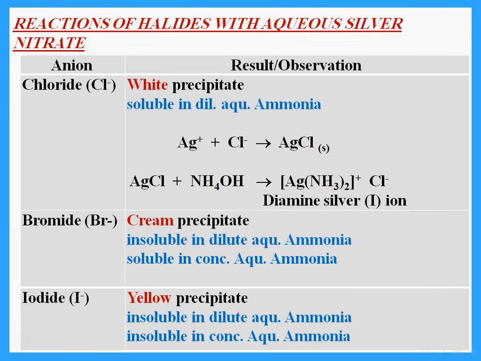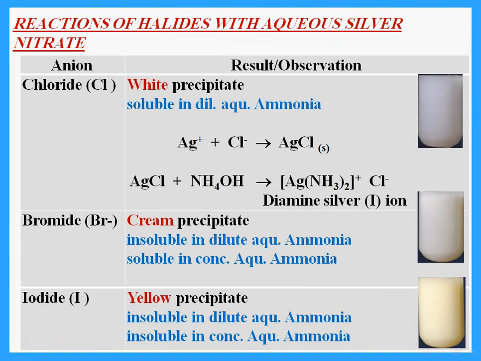Okay, so let us take a look at the reactions of the halides with aqueous silver nitrate. If you remember from the O level, we said to test for chloride, bromide, iodide, I need to add what? I need to add dilute nitric acid and silver nitrate solution. With chloride, I have white precipitate. With bromide, I get a cream precipitate. With iodide, I get a yellow precipitate. So this is what we said in O level.